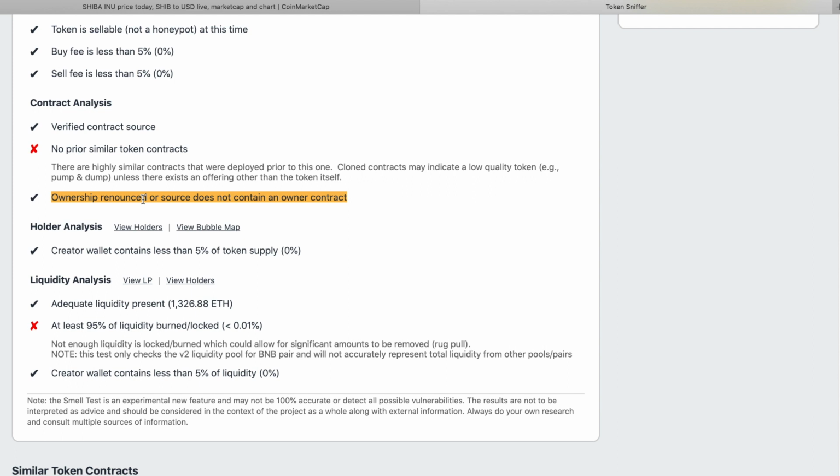But if the ownership is not renounced, there might be problems. For example, the developer might say, okay, we sold all 1 billion tokens, we want to add an extra 1 billion. That's risky. The coin will lose value, and you never know. They might even say, okay, let's block selling for all these wallets, and then you won't be able to sell. So ownership renounced. When you see this, you kind of have a good feeling about investing in this coin.